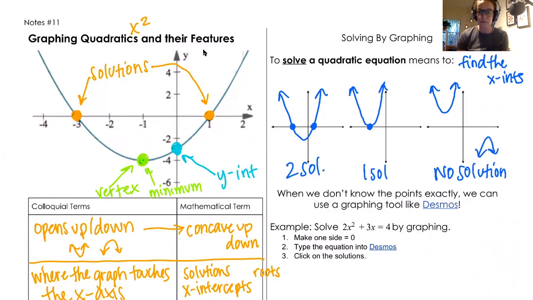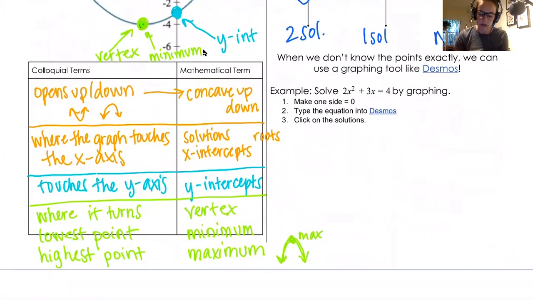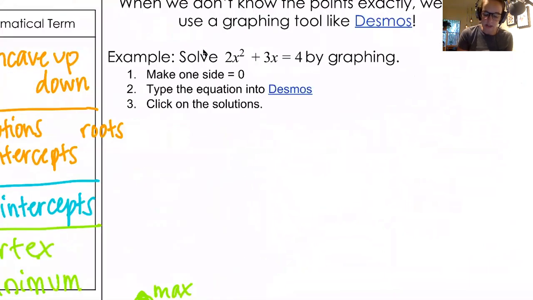Okay. So if we don't know what the points are exactly, we're going to use a tool. We can use a graphing tool. In the classroom, we would use the graphing calculator. We can also use Desmos since we're online. So we're going to go ahead and solve this equation, right, by graphing. We want to know what the x values are, right?